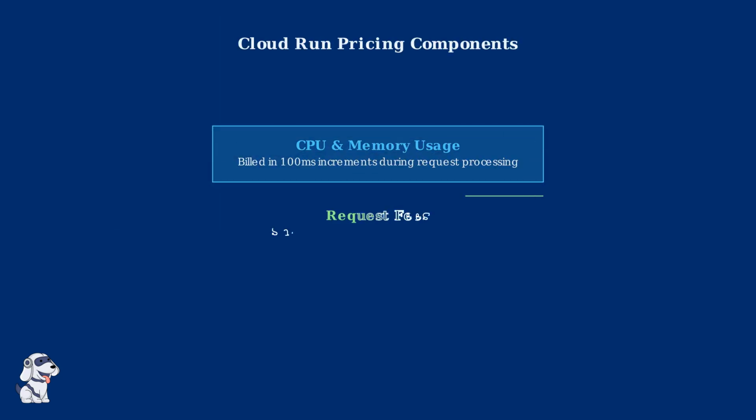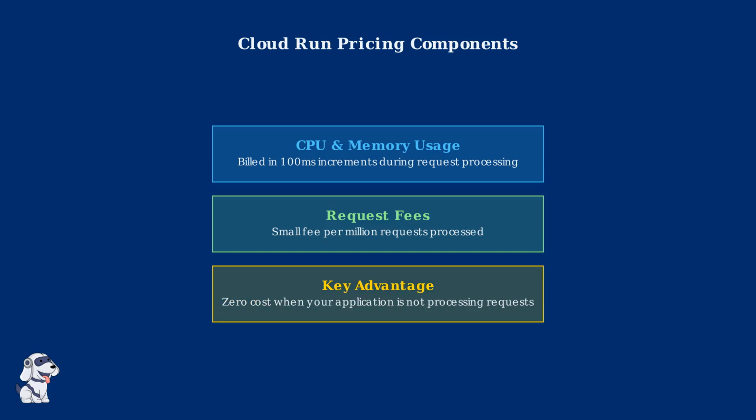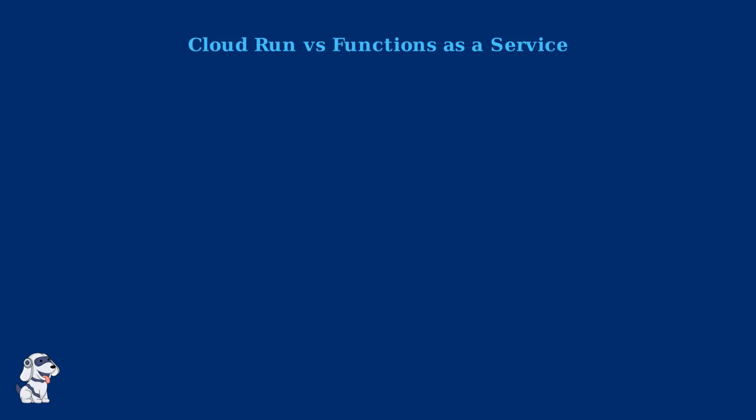In addition to CPU and memory charges, Cloud Run also includes a small fee per million requests processed. This comprehensive pricing model ensures you only pay for the resources and requests your application actually consumes. Let's compare Cloud Run with Functions as a Service, or FaaS, to understand when to use each approach.